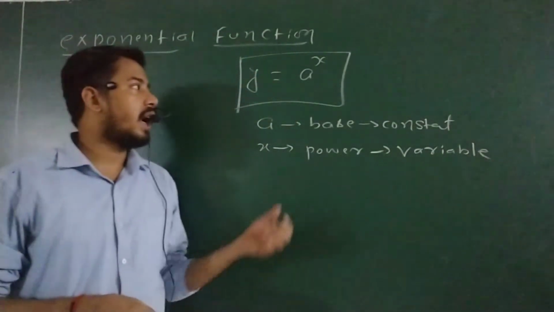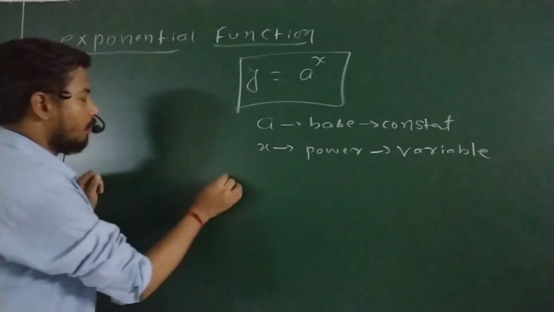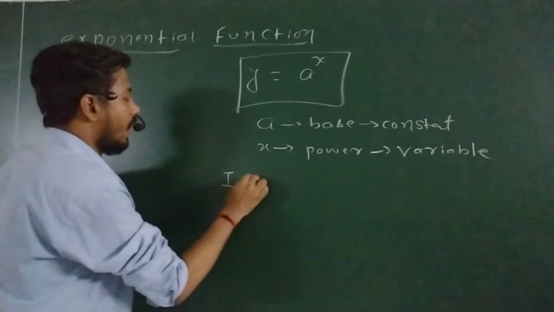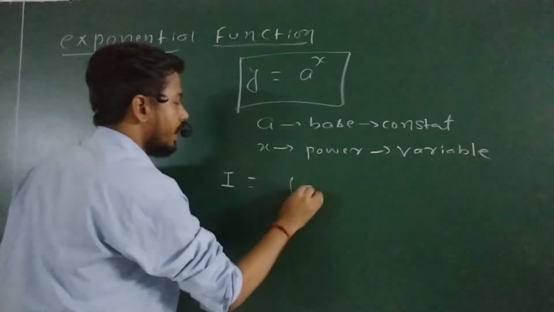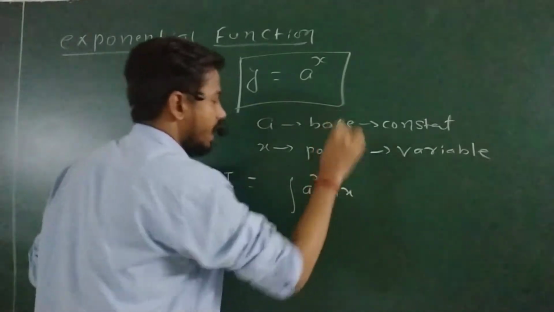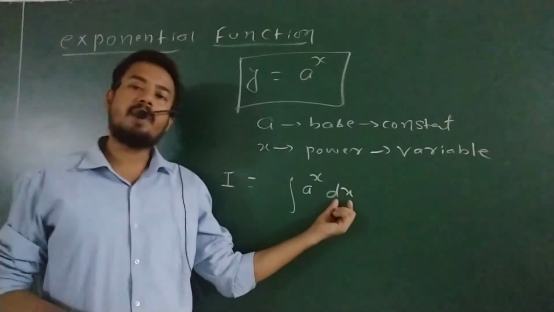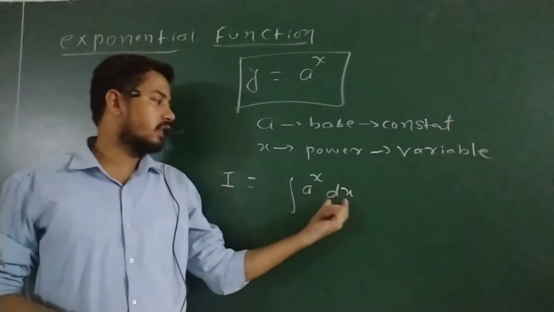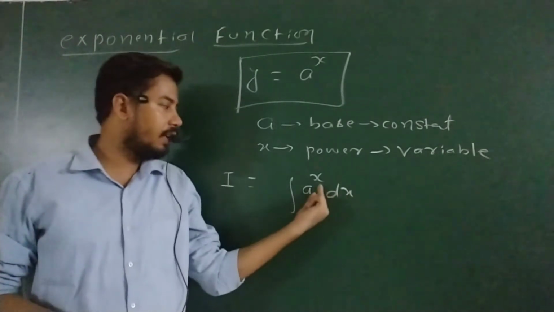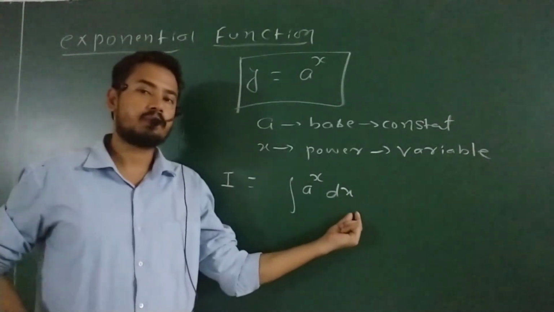Now the thing is, how can we integrate this function? Suppose you want to integrate the exponential function. This is a variable x, so here must be dx. I have already mentioned this will represent the variable. So your variable is x, so this will be dx. Suppose your variable is t, so this should be dt. Everybody? Okay.